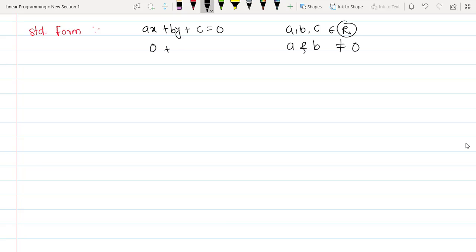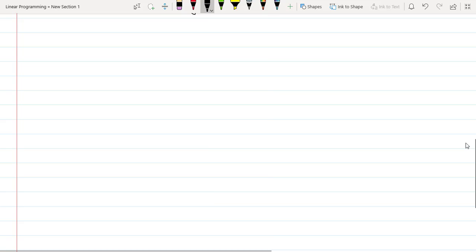Okay, so 0x plus 0y plus 3 equals 0. Is it a linear equation? No, of course it is not a linear equation, because at a given time a and b should not both be equal to 0. So 3x plus 0y plus 3 equals 0, yes, this can be a linear equation. 0x plus 7y plus 9 equals 0, yes, this can also be a linear equation, but both 0 nahi chalega. Okay, very good. Let's see the next concept.